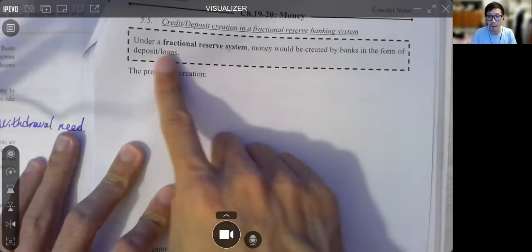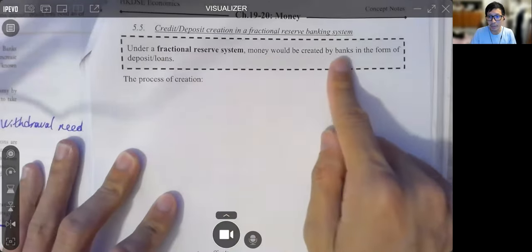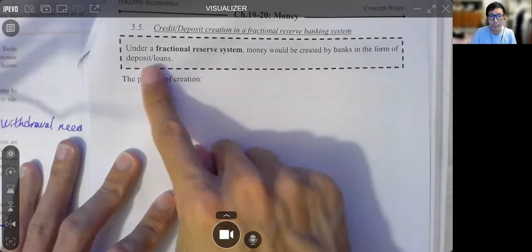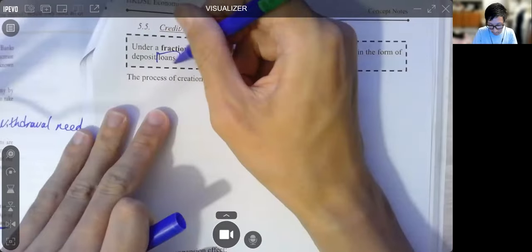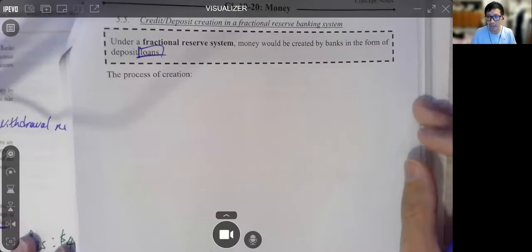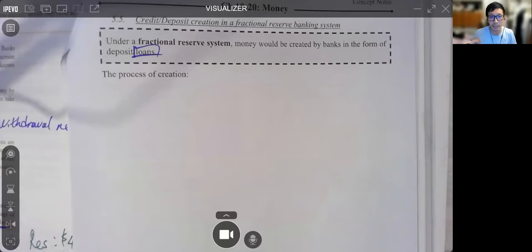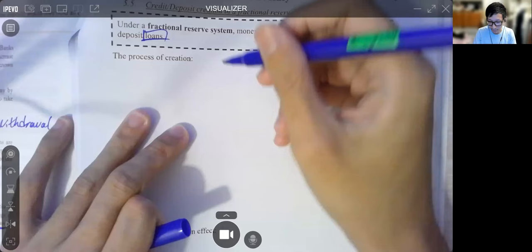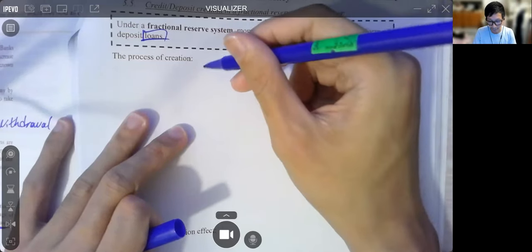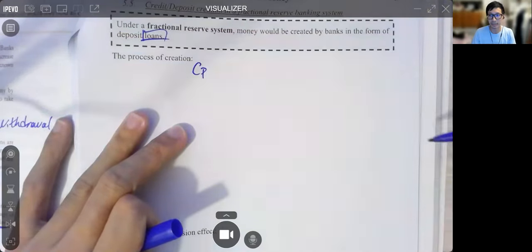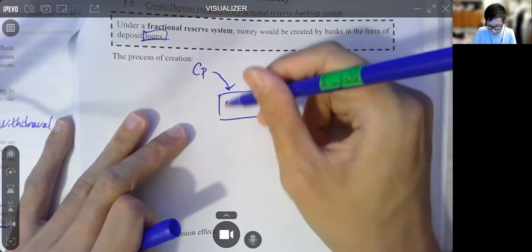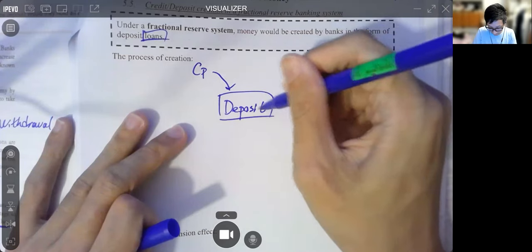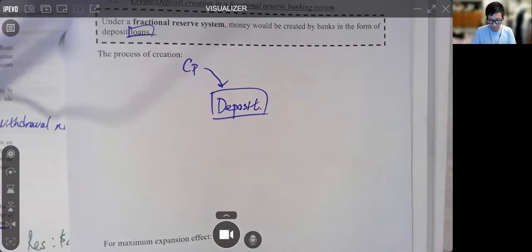Now, under a fractional reserve system, money will be created by banks in the form of deposit, or actually, the most important is loans. It turns out that through loaning money, money is created. So what happened? Let's start with cash held by public. Someone decided to put it in as a deposit.